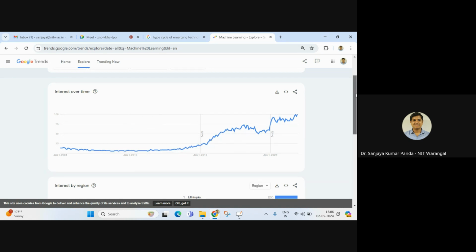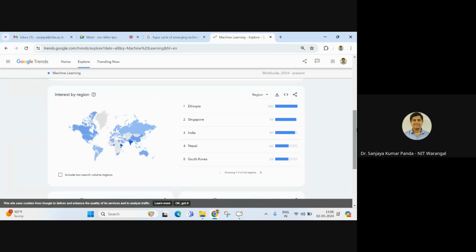Not only that, you can also see the countries where the maximum search queries are received. For example, Ethiopia has a search index of 100. I told you this is a relative index. So maximum search queries are received from this country, followed by Singapore, and our country is in the third position with a relative index of 89 related to the search query machine learning. Followed by Nepal, although they have a very small population, the relative index is very high, followed by South Korea.